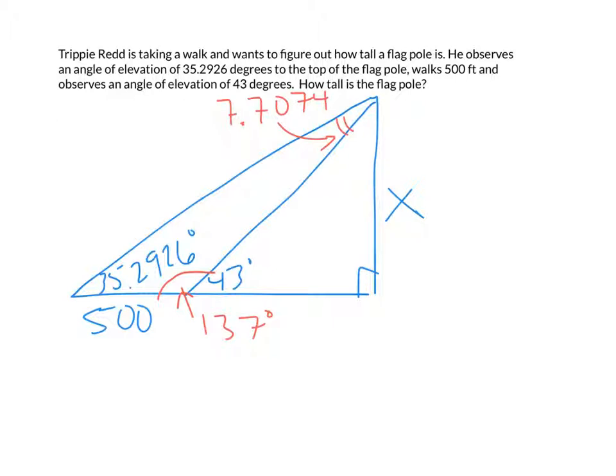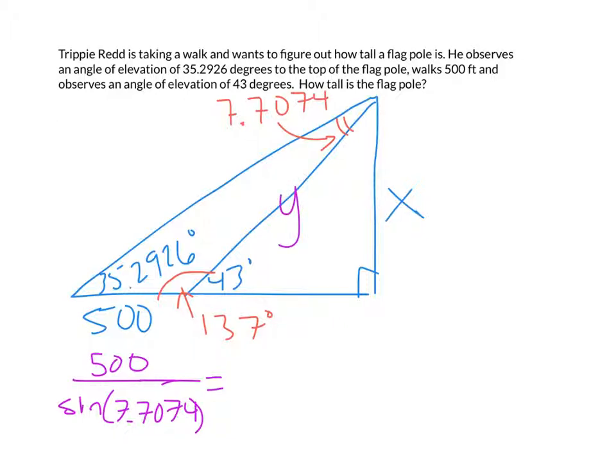So I'm going to set up my law of sines real quick. Ooh, let's use purple. That looks like fun. Okay, so I'd have 500 over the sine of 7.7074 is equal to, and then if I want this side right here, y, which angle is across from it, the 137 or the 35.2926?